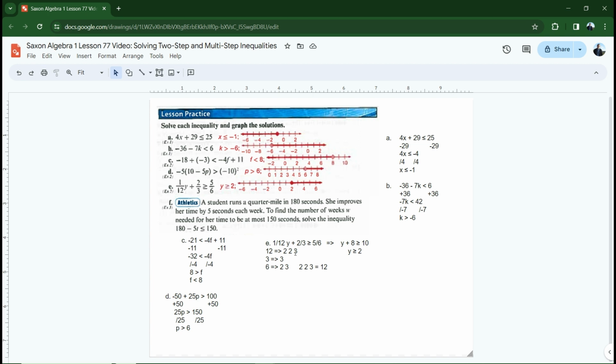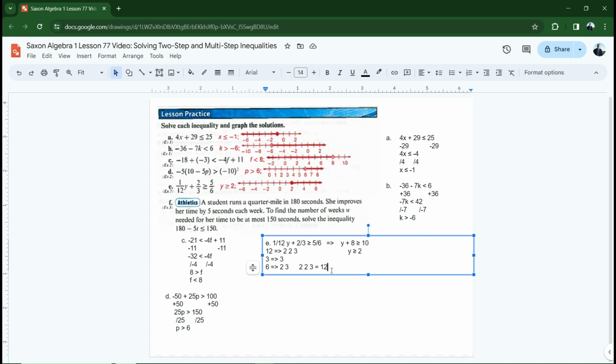All right, and then letter F. A student runs a quarter mile in 180 seconds. She improves her time by 5 seconds each week. To find the number of weeks needed for her time to be at most 150 seconds, solve the inequality. 180 is the amount of time she's running it in now, minus 5 times t, because each week she beats her time by 5 seconds, is less than or equal to 150.